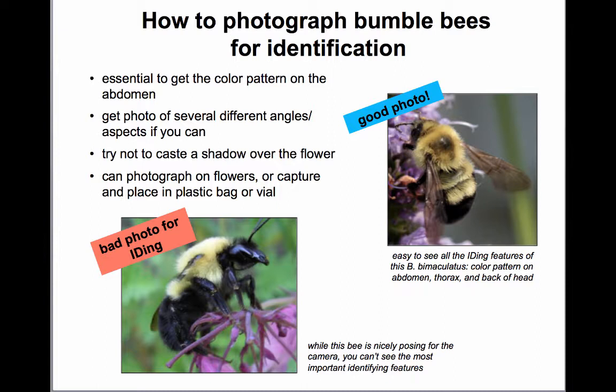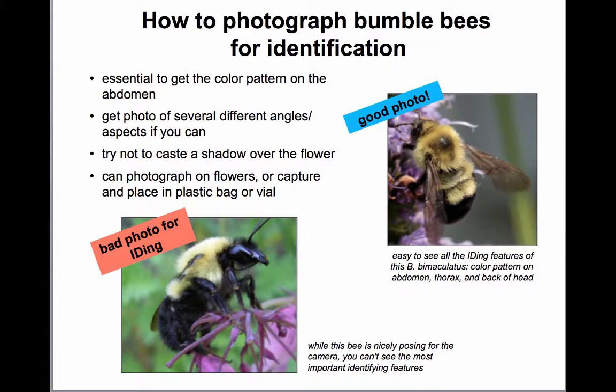Another tip for taking photos of bees on flowers is to position yourself so that you're not casting a shadow over the subject that you're photographing, because that will sometimes scare them away from the flower. You can either photograph bees directly on the flower that they're sitting on, which is kind of nice because then it gives you information about what the bees are feeding on, or you can try to capture the bee and place it in a plastic bag or in a small jar of some kind to get a photo.